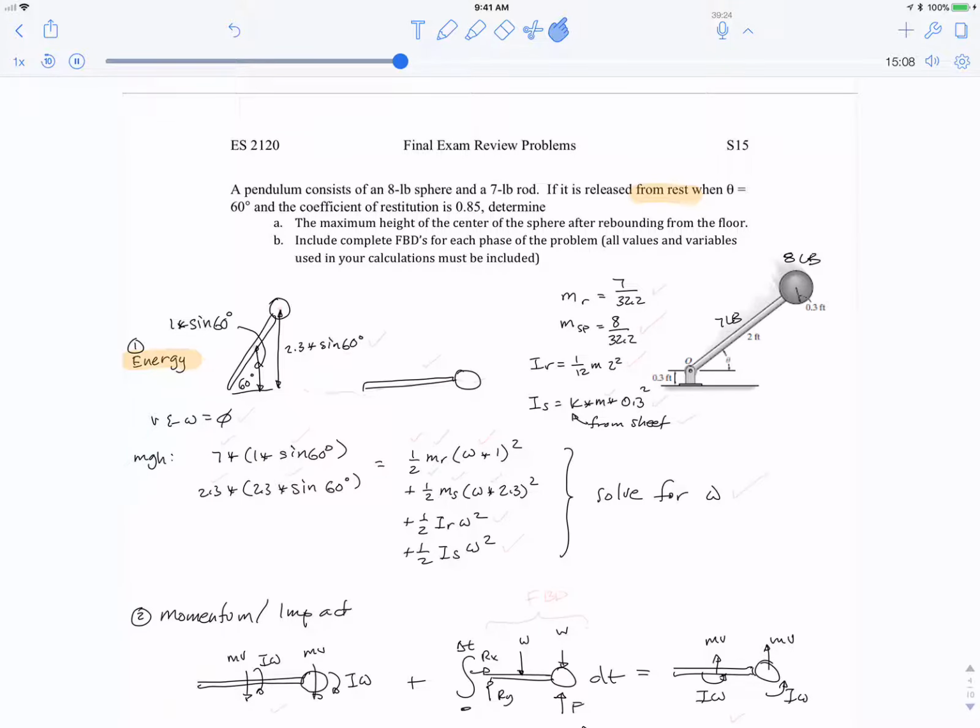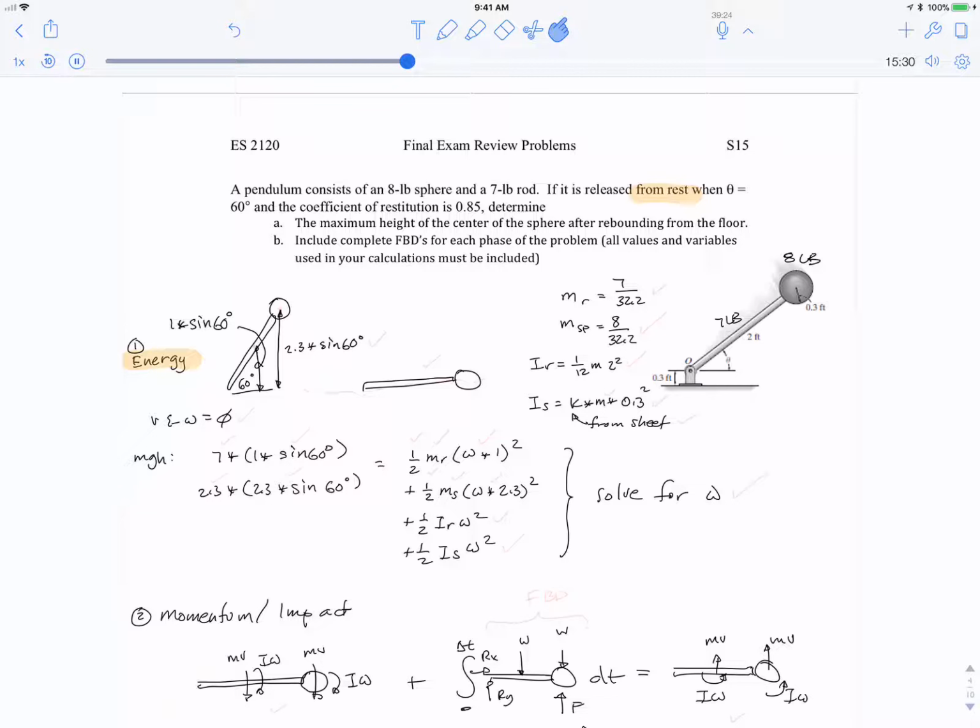And so what happens is you raise this pendulum up to 60 degrees, you let it go, it comes down, it hits the ground, and it gets a new velocity going up, and then it bounces back up to a height when the velocity is 0. That's the maximum height, and it's asking you to find the maximum height after it bounces.